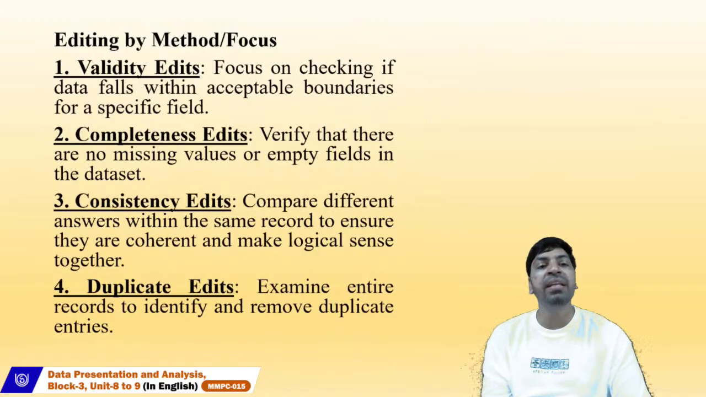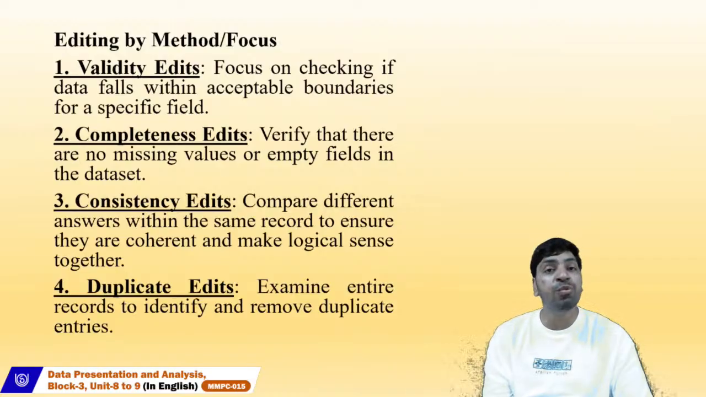Next is completeness edits. It verifies that there is no missing value or empty field in the data set. Next is consistency edit. The researcher compares the different answers within the same record to ensure that there is consistency or logical sense. Next is duplicate edit. It examines the entire records to identify and remove duplicacy in the entries in the particular data set.